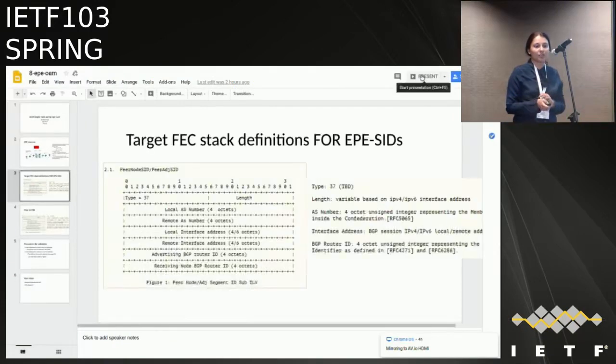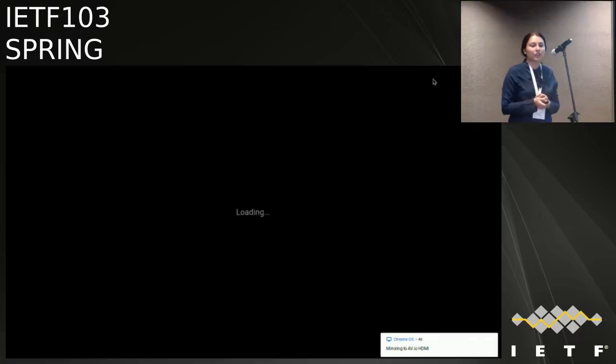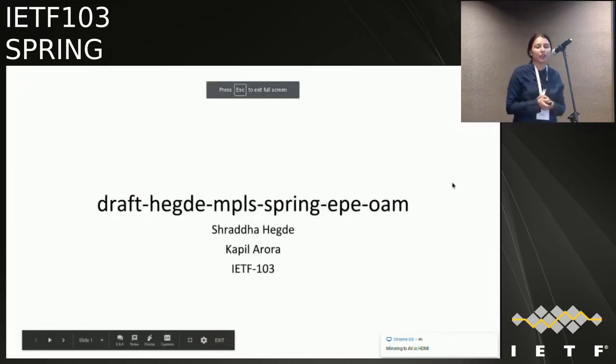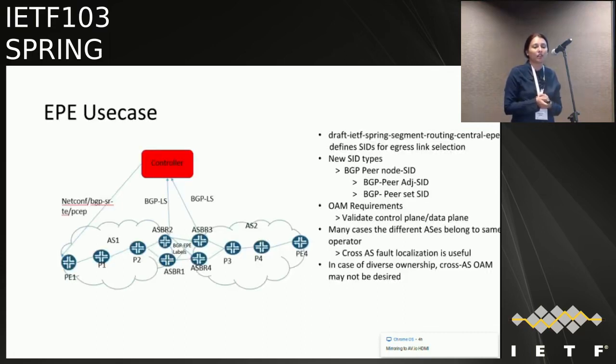So this is about, basically we have this EPE use case where we have this draft for central EPE, which defines three different kinds of SIDs for doing egress peer engineering: node SID, adjacency SID, and peer set SID. When a network is built inter-AS using these SIDs, you probably want to validate the control plane and data plane for this network, and for paths built using these SIDs.